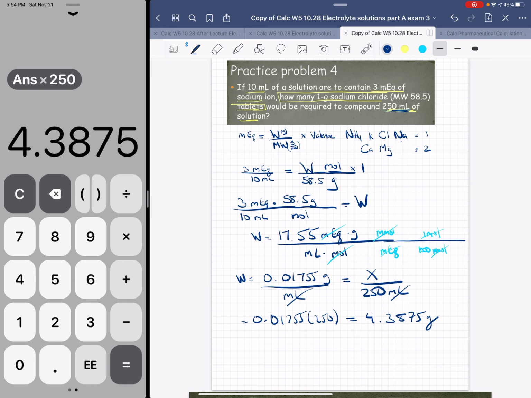Of course, these grams come in 1 gram tablets. And so I will need a total of 5 tablets, 4 plus a bit more, in order to make a solution with 250 mLs that has sodium chloride in it.